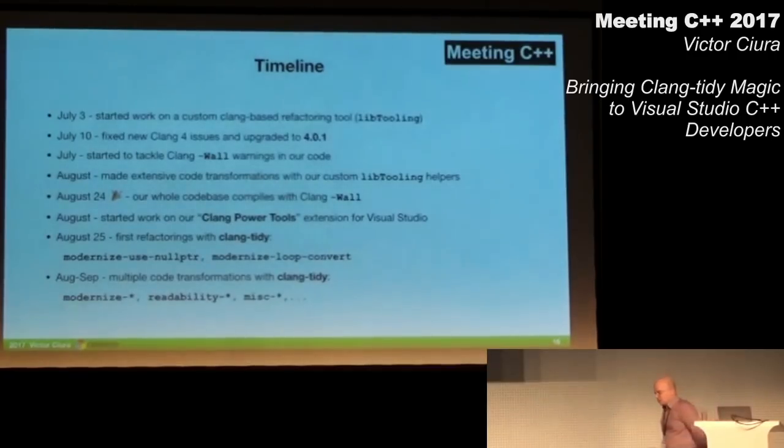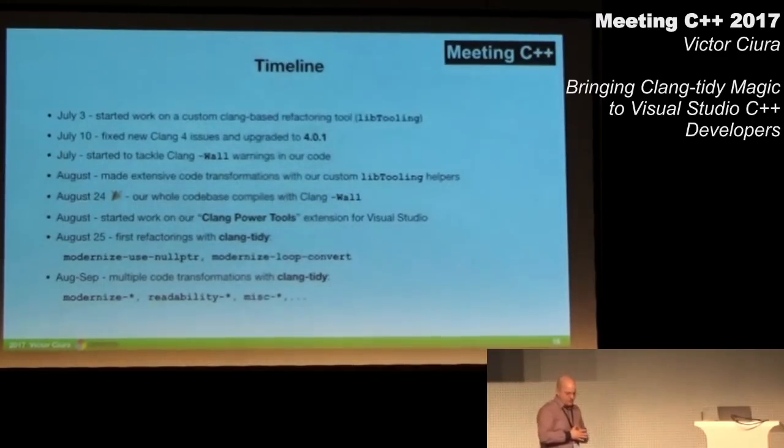By end of August, we were able to compile our whole code base with all Clang warnings enabled, not Wextra. And we started working on Clang Power Tools extension for Visual Studio to help with the developer workflow, not just with continuous integration.